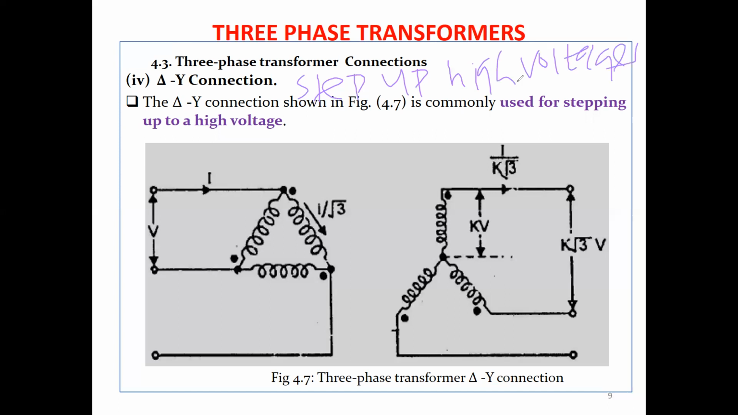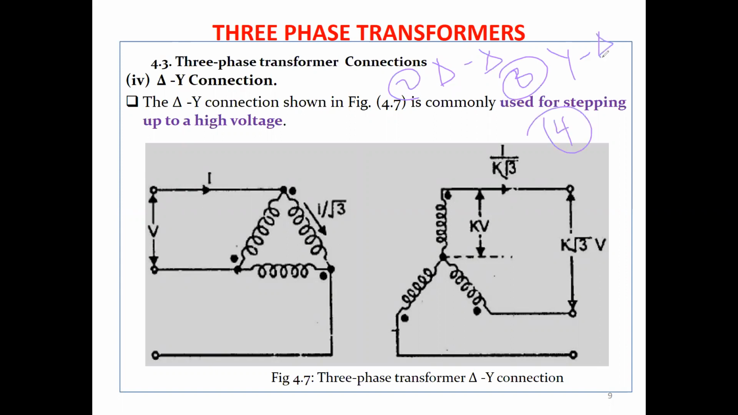So that is all about the four connections. The first connection was a star to a star. The second one was a delta to a delta. The third one was a star to a delta. And number 4 is a delta to a star connection.